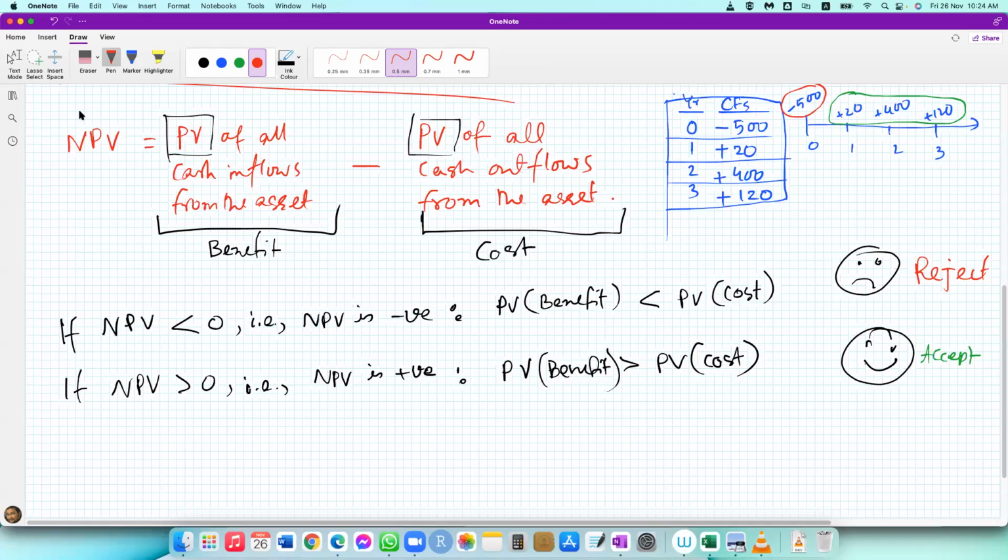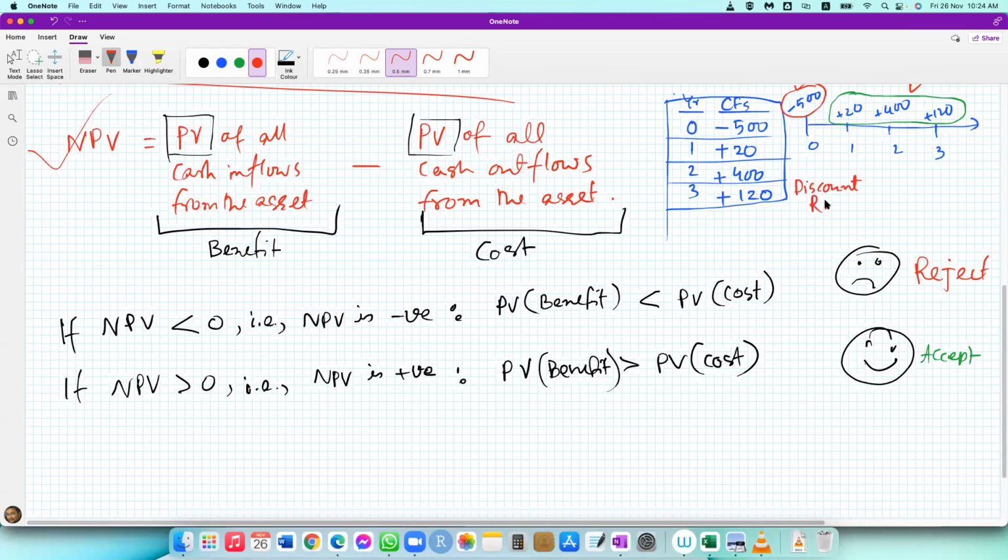So to apply this definition, you have to calculate the present value of all inflow and the present value of all outflow, then find the difference. Then you will get the NPV. But the problem is, to calculate the PV, you need the discount rate. So what is the discount rate?